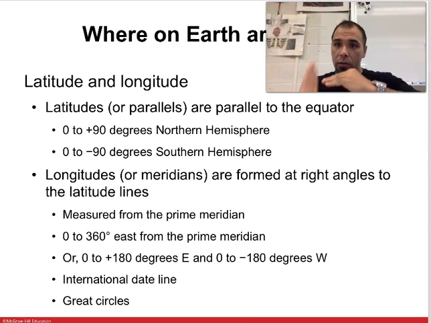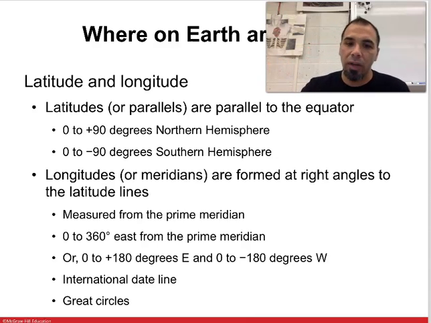Think of a long line. So this is latitude and longitude. Your prime meridian, Greenwich, is what longitude is measured from. So from 0 to 360 degrees east from the prime meridian, or 0 to 180 degrees east and 0 to negative 180 degrees west. And so this is where you get the international date line and the great circles.